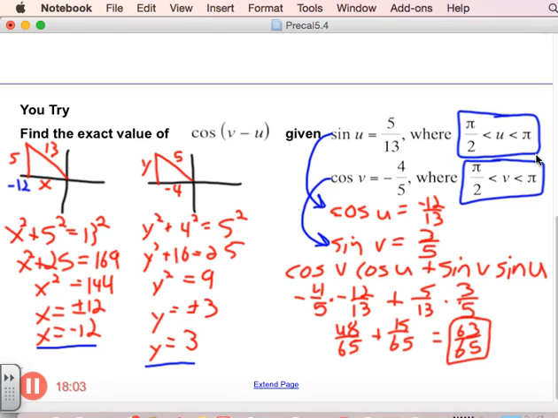All right, so now we know all 4 of the trig functions, sine u, cosine u, sine v, and cosine v, and we can use those to find the cosine of v minus u by using this formula. Cosine of v minus u has got to be the cosine of v times cosine of u plus sine v times sine u. So once we know all 4 of those values, we can plug them in. Negative 4/5 times negative 12/13 plus 5/13 times 3/5. And we multiply those, we get 48 over 65 plus 15 over 65, which adds up to 63 over 65, which is our answer for the cosine of v minus u.